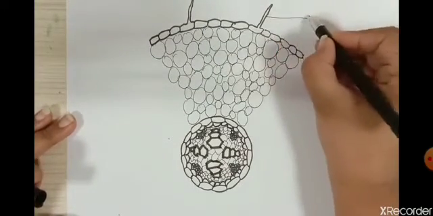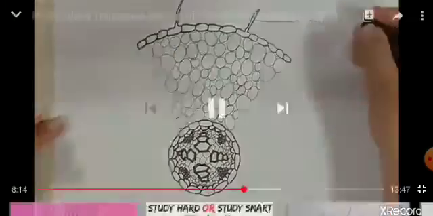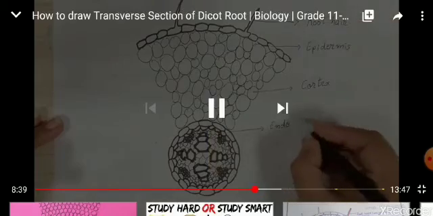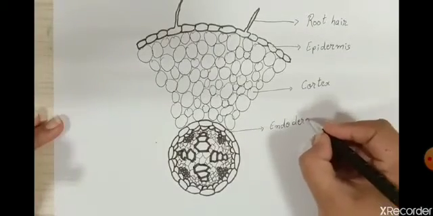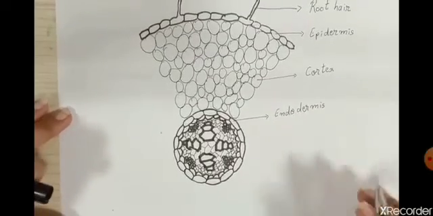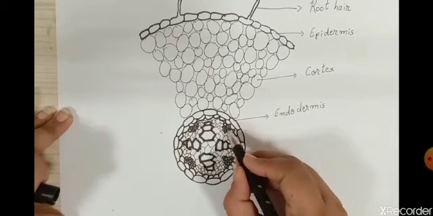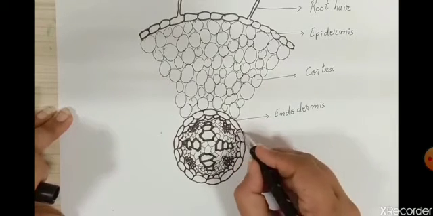Next we are going to mark the parts. First one is the root hair, then the epidermis. In between the epidermis and endodermis we have the cortex, and the innermost layer, that first circle, is the endodermis. Beneath the endodermis is the pericycle.